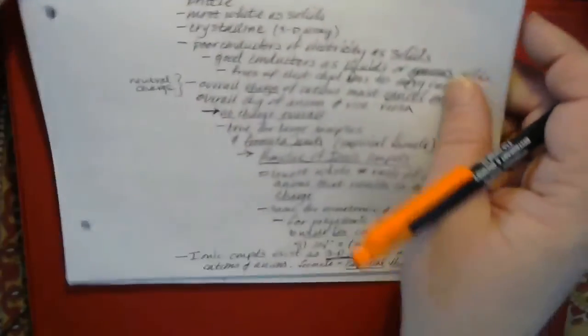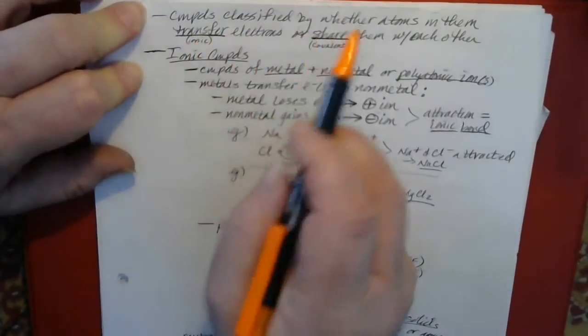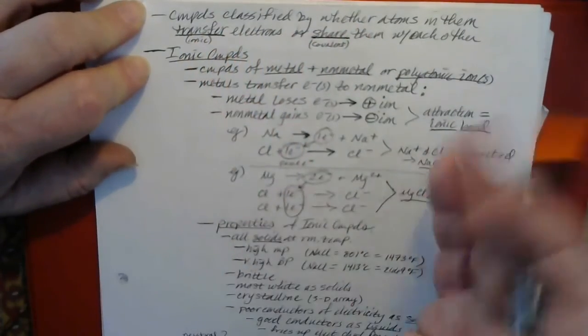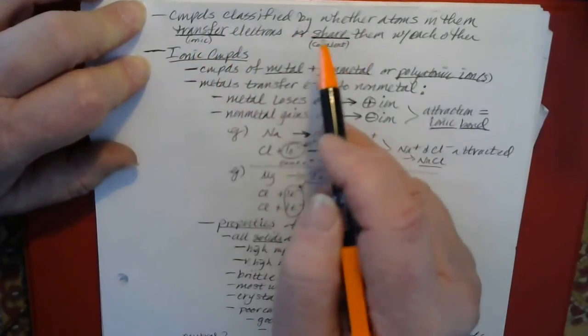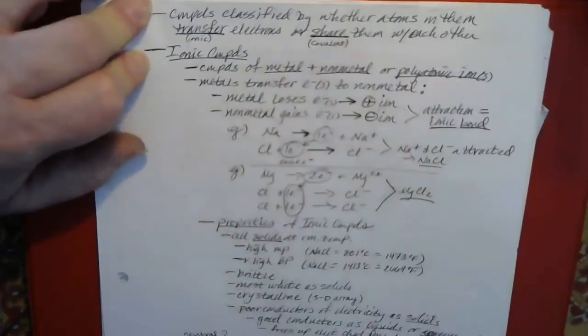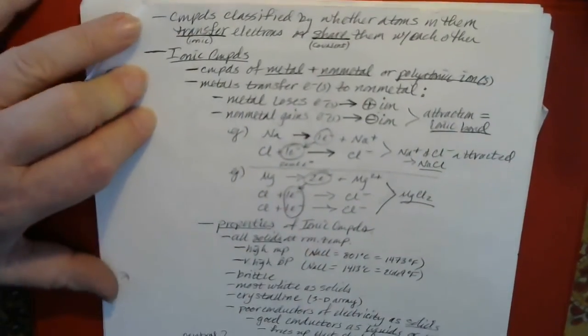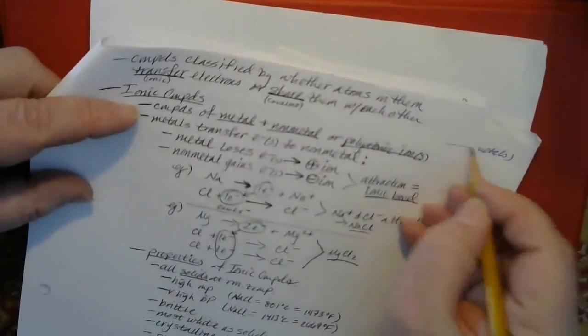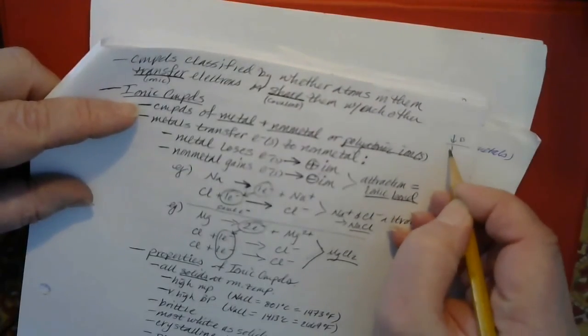Okay, so the main classification of compounds has to do with whether the atoms involved in them will transfer electrons from one to another, and that's ionic compounds, or whether the atoms will share electrons between them, which is known as covalent compounds or molecular type compounds. And so to get to the general properties of ionic compounds, I'm going to actually leave it off there because we are at time for this video. And we'll have to start up with part C in just a moment.